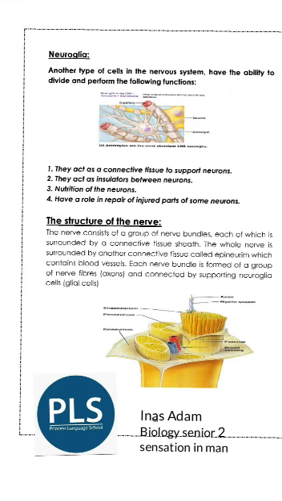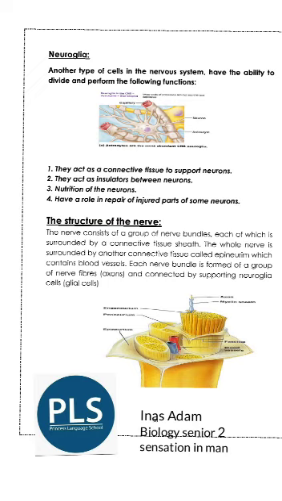Now, dear students, let's study another type of cells, which is called neuroglia. Neuroglia are another type of cells in the nervous system, and they have the ability to divide and perform the following functions. First, supportive, as they act as a connective tissue to support the neurons. Second, insulator, as they act as insulators between neurons. Third, nutritive, as they control the nutrition of the neurons. Fourth, they have a role in repair of injured parts of some neurons to a certain limit.